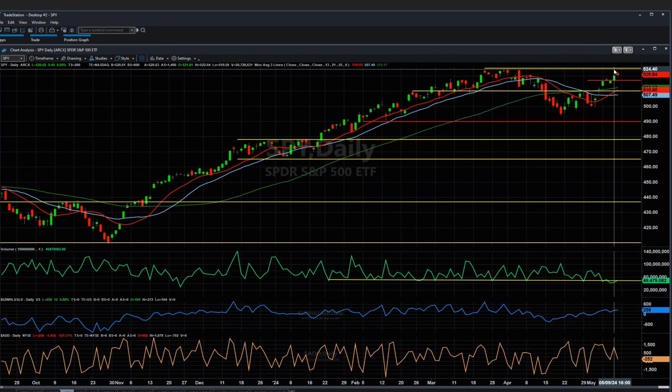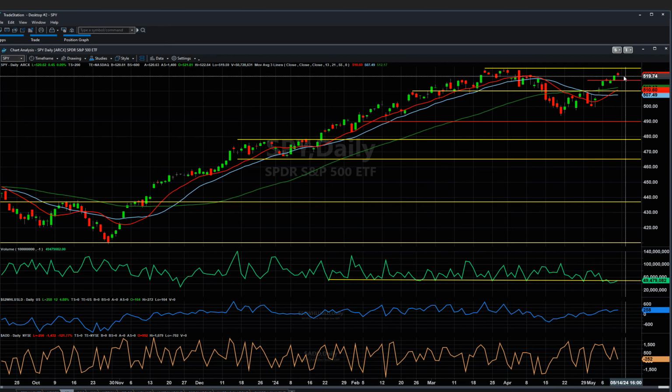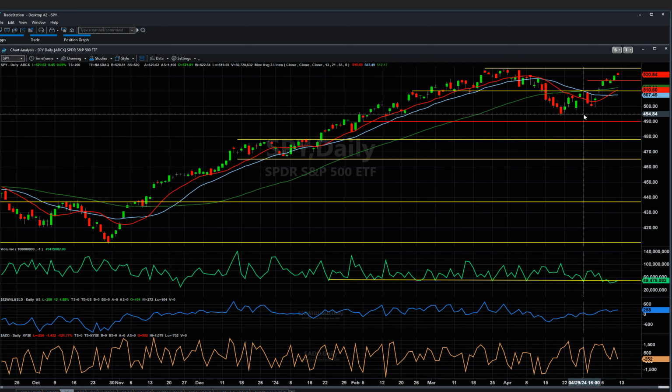And honestly, if we don't break out and we get a rotation back down, we're going to be moving from 525 down to the 490 area. 35 points in the spiders is nothing to sneeze at. So, going to be an interesting week next week.